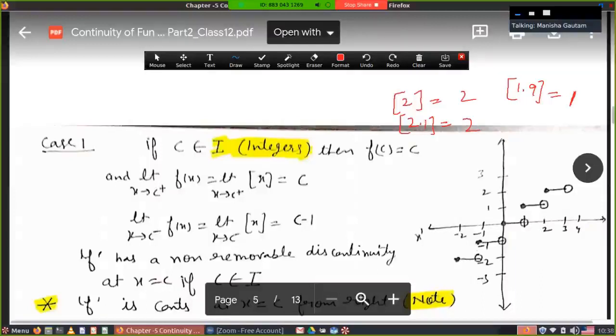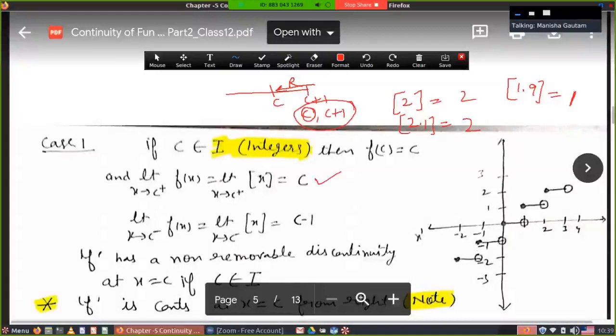So if you take any c, suppose c is on the number line, and you are approaching from the right-hand side, the value will be what? c is lying between the integers c and c plus 1. If c is an integer and you approach c from the right-hand side, it means c and the next integer c plus 1, and the value will be c. The smaller integer will be c.